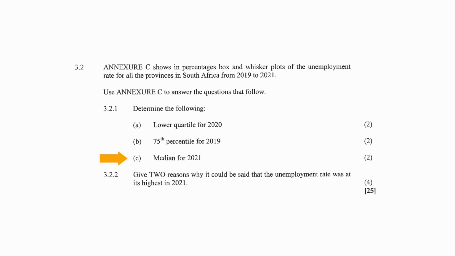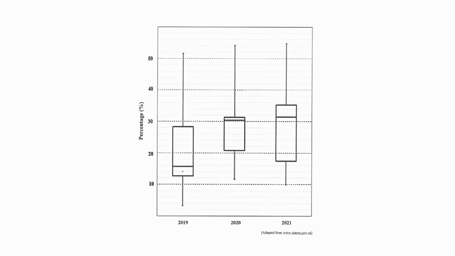Note that any percentage above 28.5% but less than 29% will be acceptable. In question 3.2.1(c), you have to determine the median for 2021. On Annexure C, this box and whisker plot represents the unemployment rates for 2021. This line represents the median for this year.